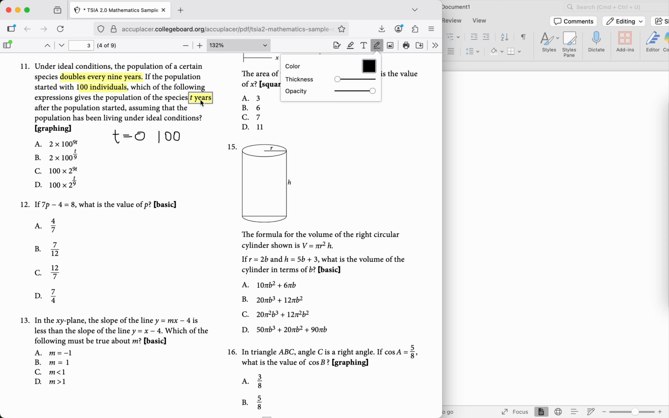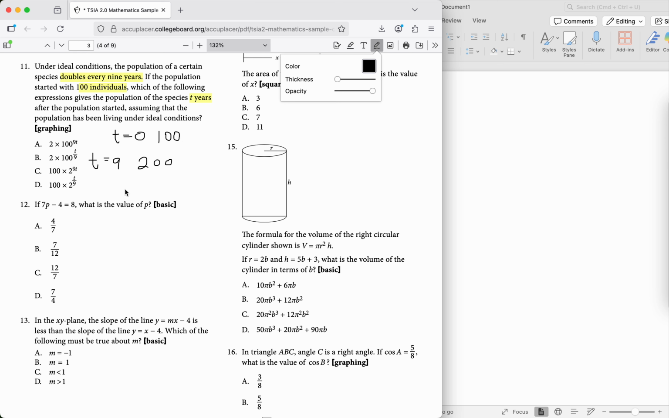We know that in 9 years, 9 years later, the population doubles. And so 100 is the population. If it doubles, then the total population is 200. So we want to plug in 0 for each answer choice and try to find one that gives us 100.